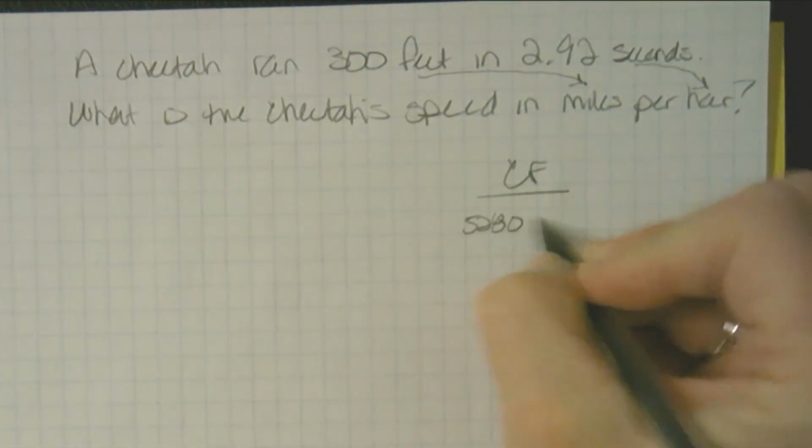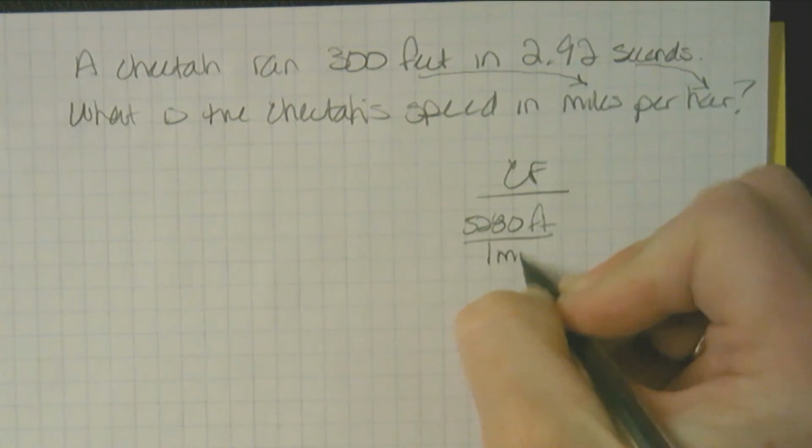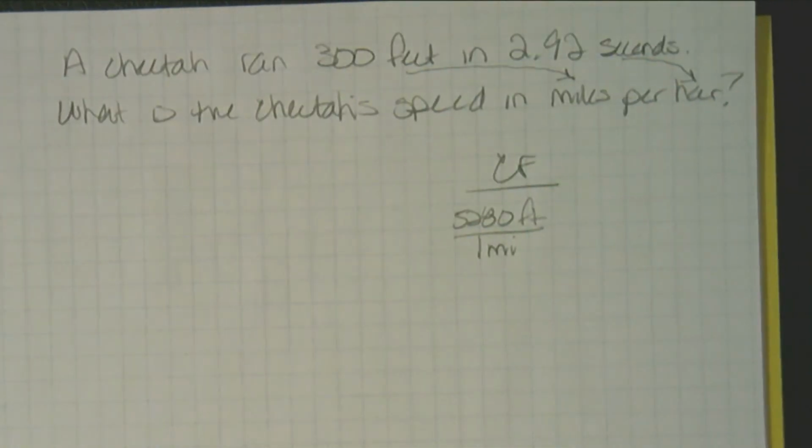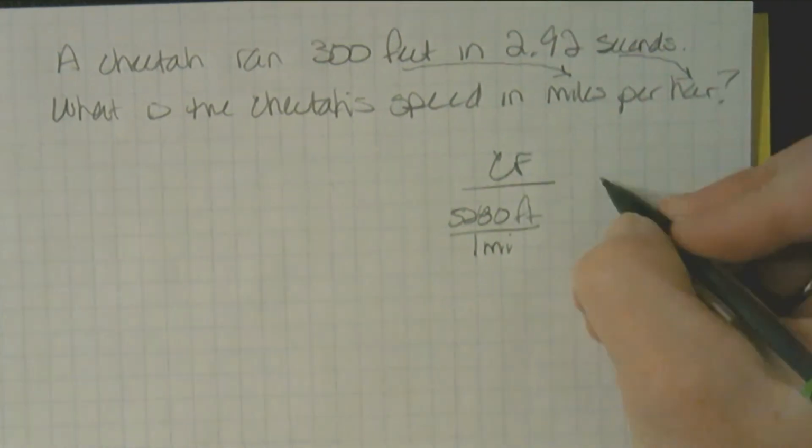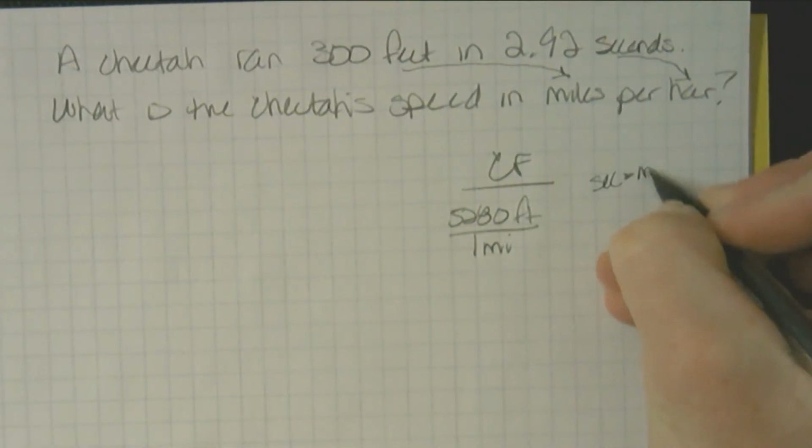Excellent. 5,280 feet per 1 mile. All right, I'm not making up my own conversion factor between seconds and hours. So I need seconds to minutes and then minutes to hours. So what's the relationship between seconds and minutes?